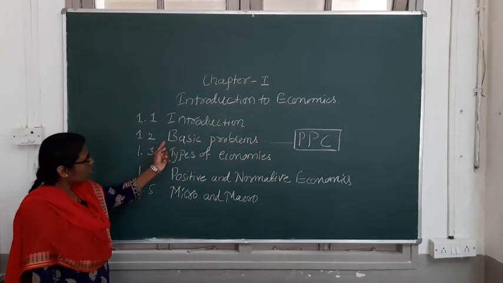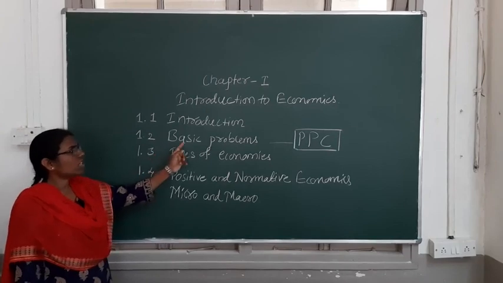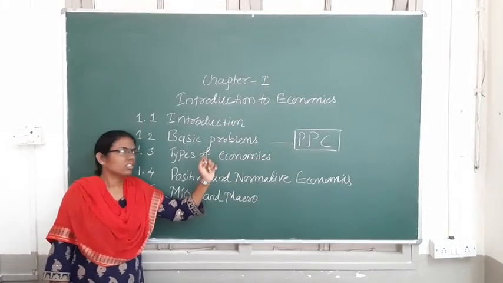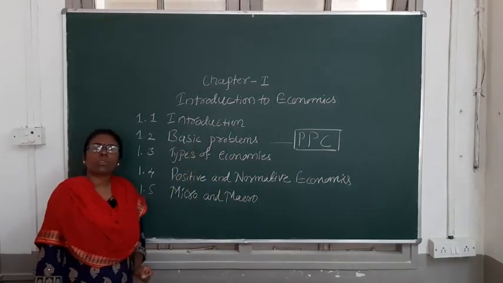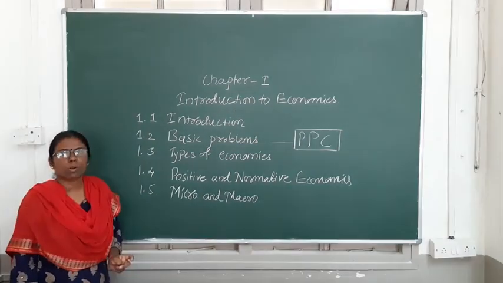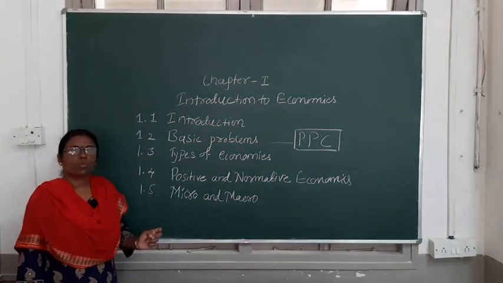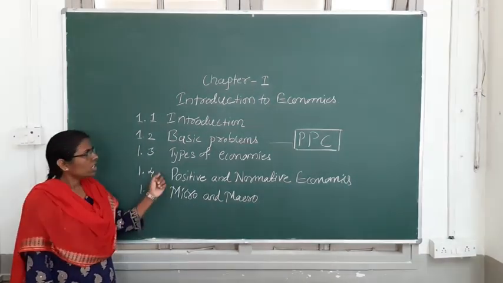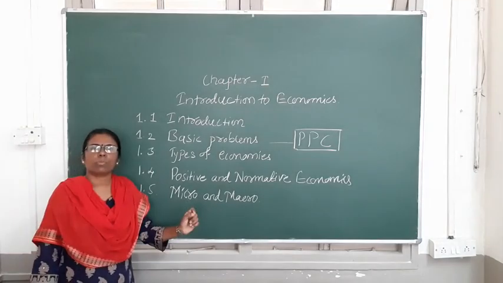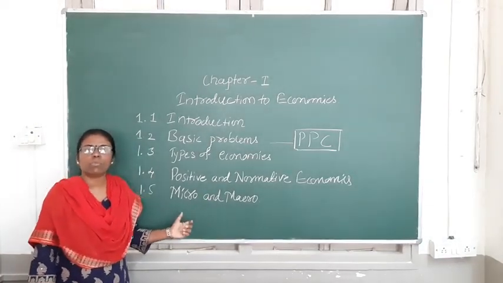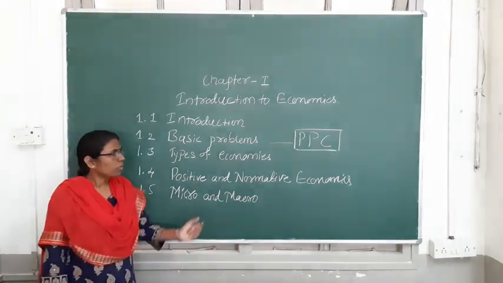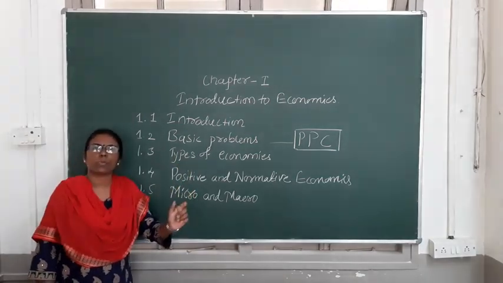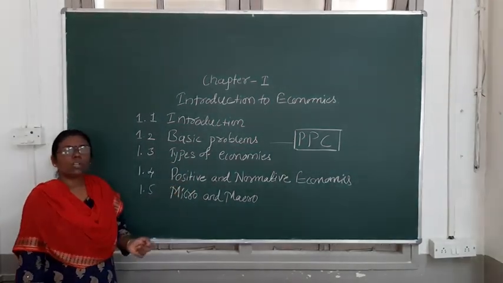So come to the next point, that is a very interesting one, basic problems of an economy. This concept is also discussed. So what are the basic problems of an economy? Basically there are three basic problems of an economy. They are what to produce, how to produce and for whom to produce. The nature of all these basic problems is different from one economy to another. So before going to know the types of economies, let us try to understand the basic problems of an economy. So the first one, what to produce.